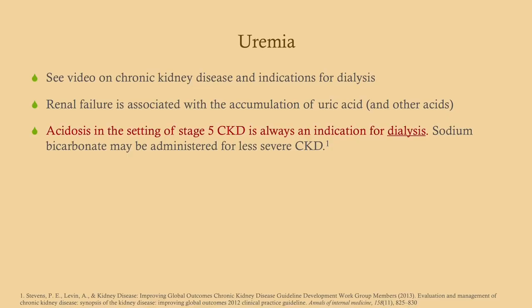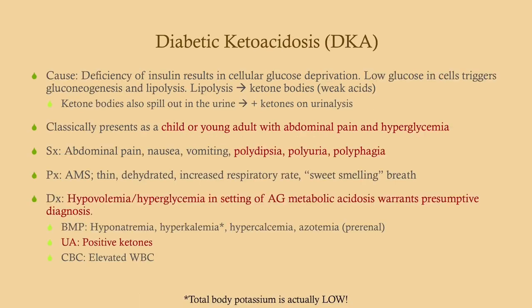Uremia, I'm not going to go into too much. I have a video on chronic kidney disease. Basically, what happens here is that you have these excess acids that particularly include uric acid or urate, but there are other acids that are involved when you have significant renal failure. This will collect, they'll donate protons, basically the same idea here. The treatment, if you're dealing with someone with stage 5 CKD, you're going to do dialysis. If they have less severe, let's say stage 3 or stage 4, you can try giving them sodium bicarbonate and see if they respond to that.